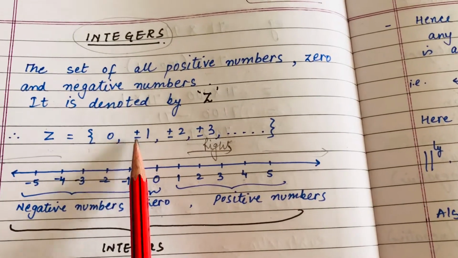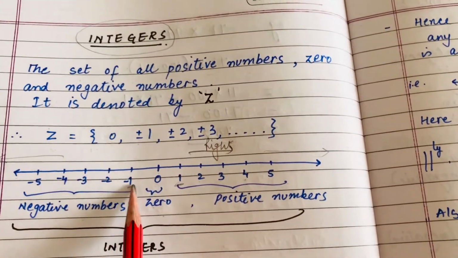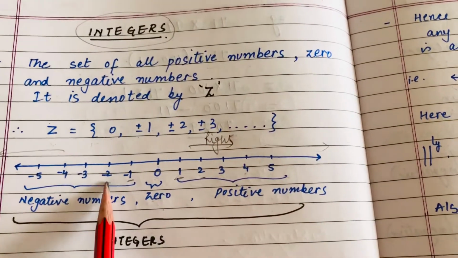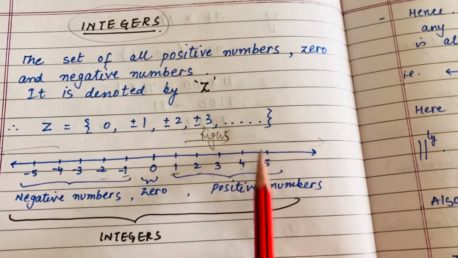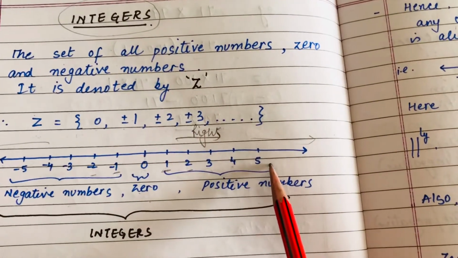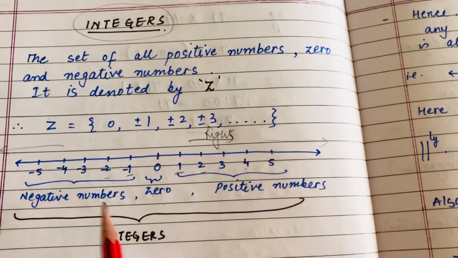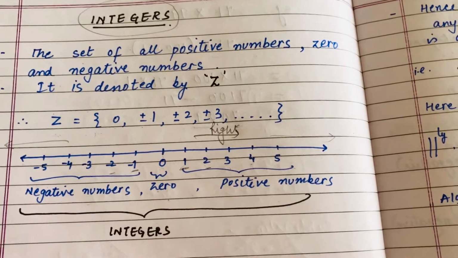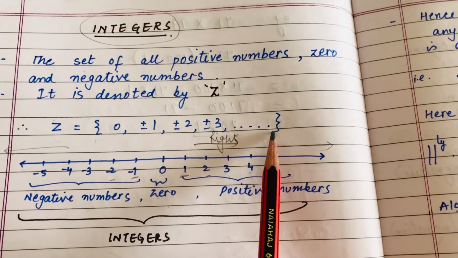So Z is a set of numbers in which we have 0, plus minus 1, which means positive 1 as well as negative 1, both will come. Plus minus 2 means positive 2, negative 2. Plus minus 3 is positive 3, negative 3 and so on. So on means, can you see, if we keep on going towards the right, it's endless, infinite positive numbers. Similarly, if we go towards the left side, there will be infinite negative numbers, correct? That's why we have put those dots in the bracket.